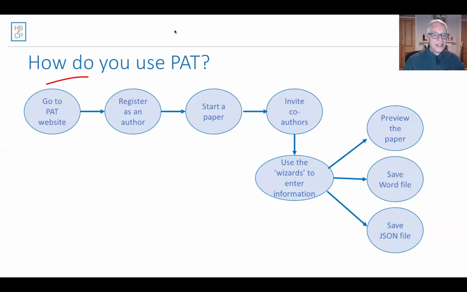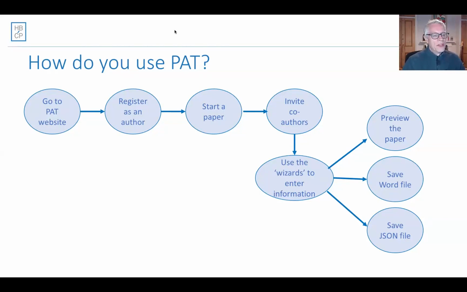Well, getting started is really easy. You simply go to the Pat website and register as a user. Everyone who's going to be an author on the paper has to do this, and then you're ready to start your first paper. You create a paper and invite your co-authors. Then you can add or delete co-authors at any time. And the information you enter is saved as you go along, so you and your co-authors can actually be working on the paper at the same time, although I'd recommend that you work on different parts of it to save confusing each other.